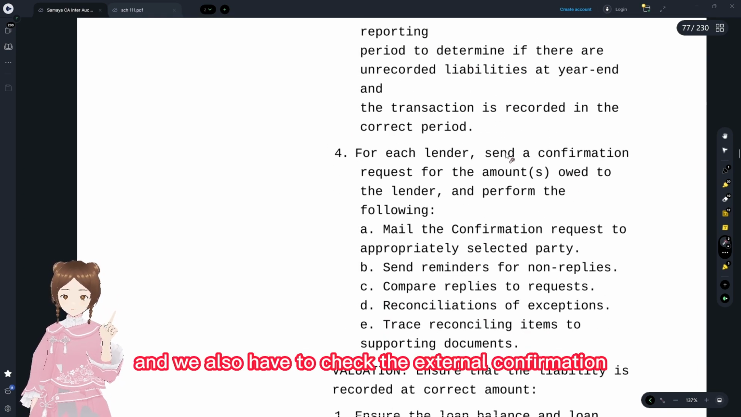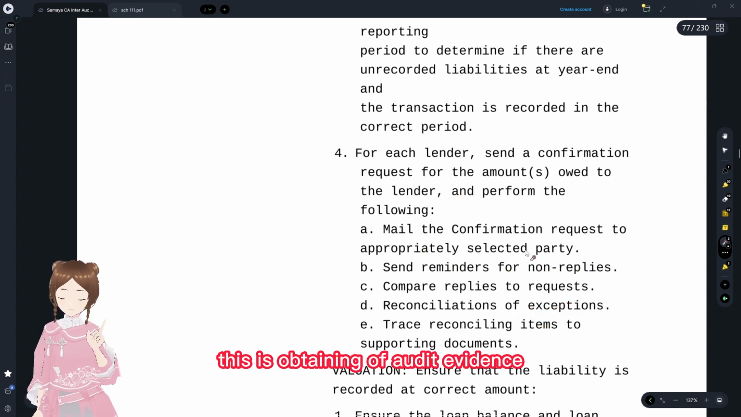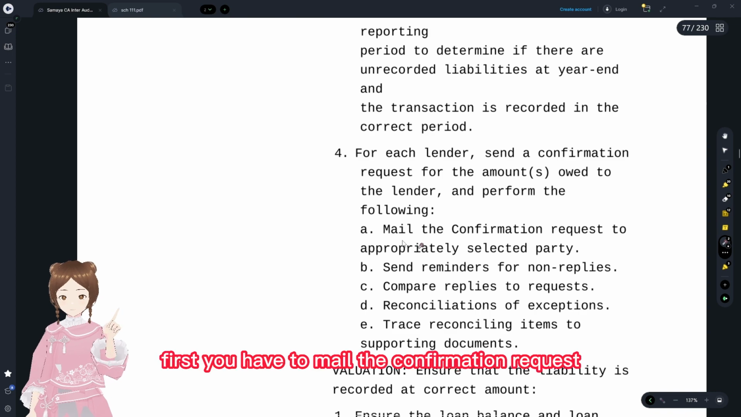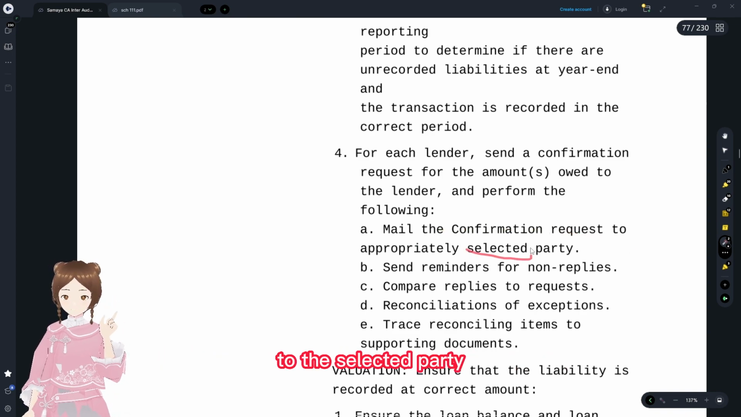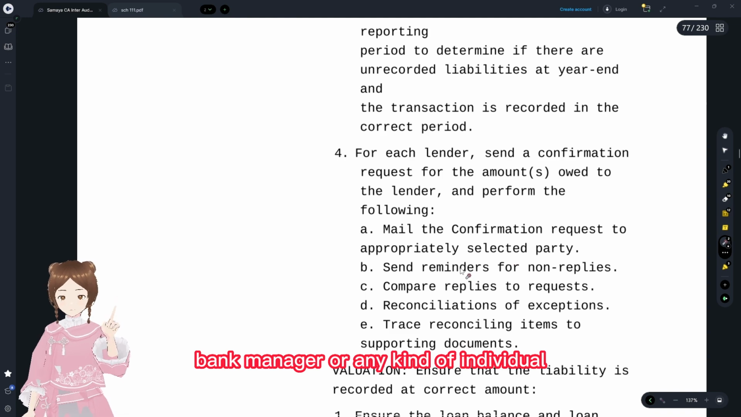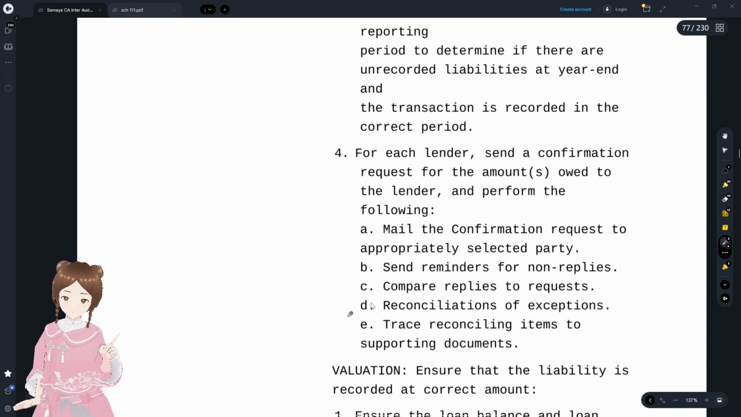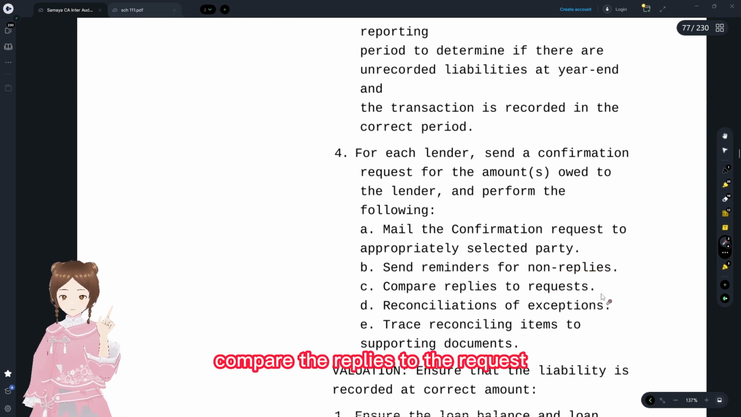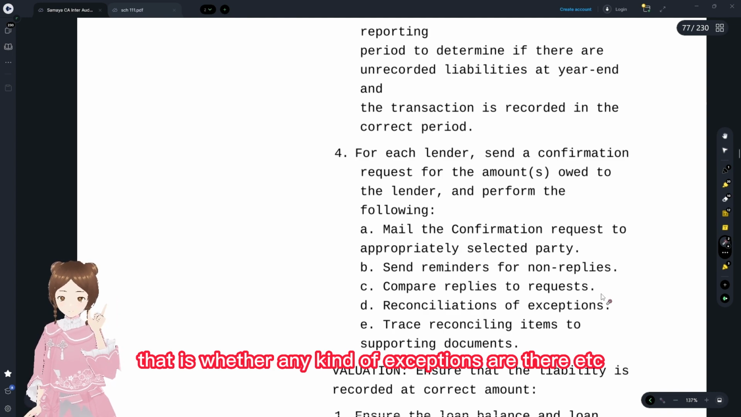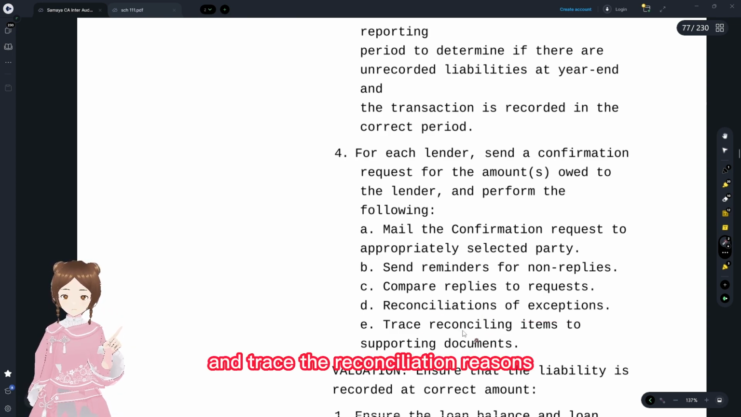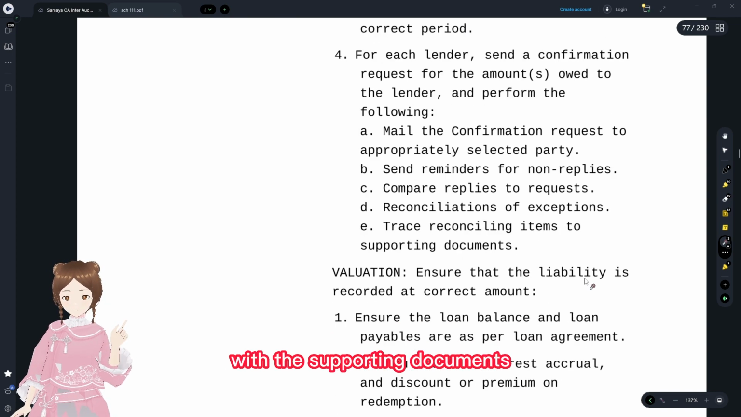And we also have to check the external confirmation. This is obtaining audit evidence through external confirmation, like balance confirmations, right? They're talking about the process. First, you have to mail the confirmation request to the selected party, bank manager or any individual, and send reminders for the non-replies. This is the follow-up action. The third thing is to compare the replies to the request, that is, whether any exceptions were there, etc. And reconciliation of the exceptions has to be done, and trace the reconciliation reasons with the supporting documents.